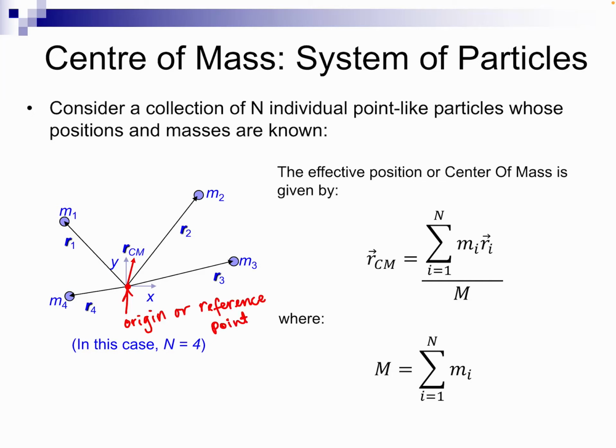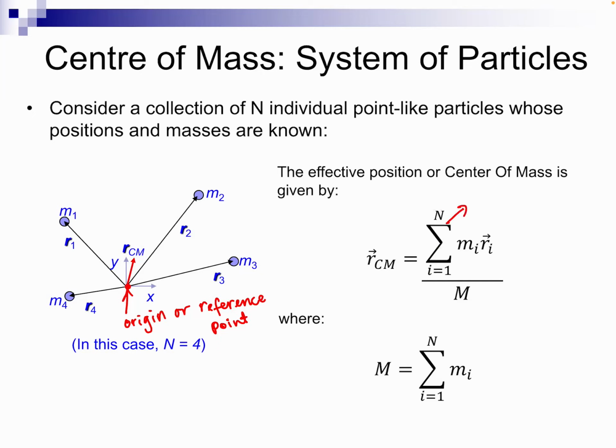Okay, if the masses are located at these positions, we can measure their positions relative to the origin. Let's say the position of M1 is R1 away from the origin. M2 is R2 away from the origin. M3 is R3 away from the origin, and M4 is R4 away from the origin. So in this case, then we interpret this.